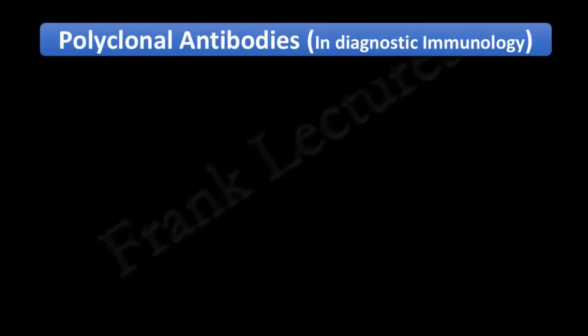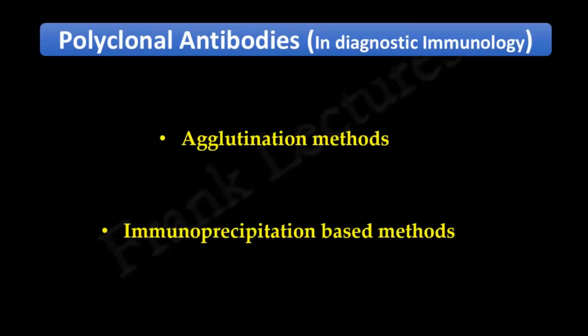Polyclonal antibodies are useful in agglutination and immunoprecipitation-based techniques. This is because these techniques involve large antigen-antibody or immune complex formation. Polyclonal antibodies are efficient in this because they provide multiple ways of binding to the target antigens.